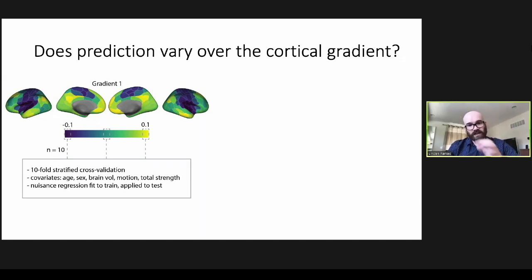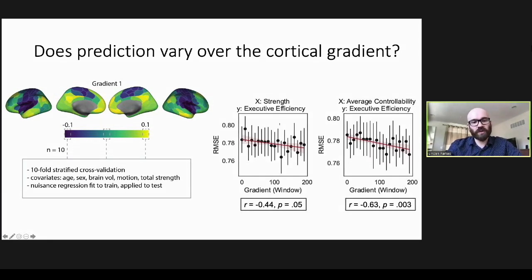So this allowed us to examine prediction accuracy as a function of the cortical gradient at this resolution of bins of 10 regions. Just also note at this point, because we used a nonlinear regression technique, the kernel ridge regression, we were unable to simply interrogate regional coefficients from a full model. This is why we took this approach. Okay, so on the left here, I'm showing this analysis for strength predicting cognition, and on the right, for average controllability predicting our measure of cognition. In each plot, the black dots are the mean out of sample root mean squared error, and the vertical lines are the standard error over the 10 folds.